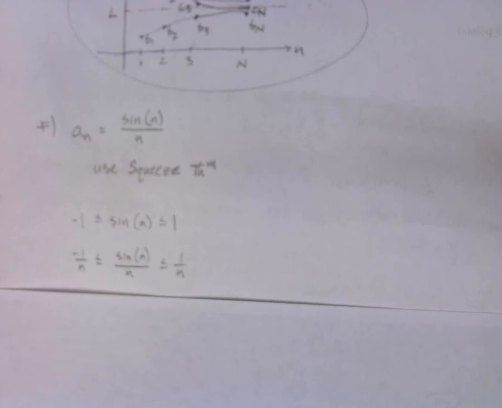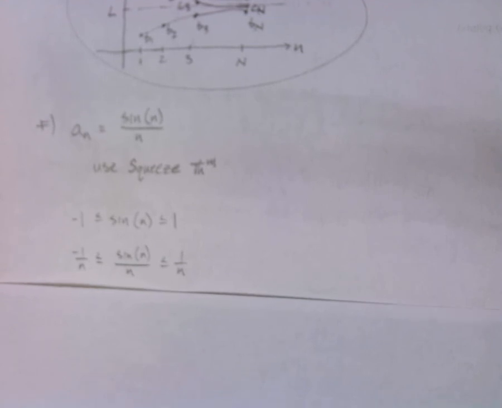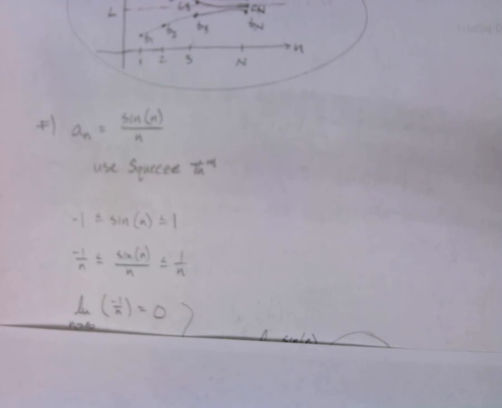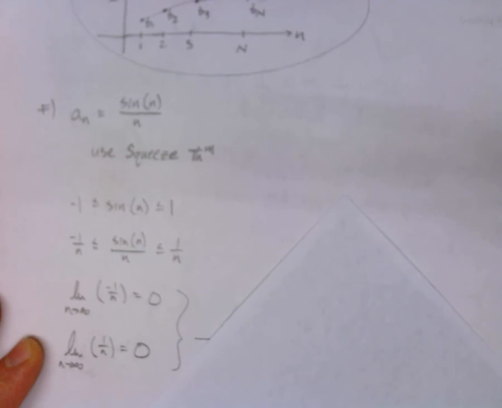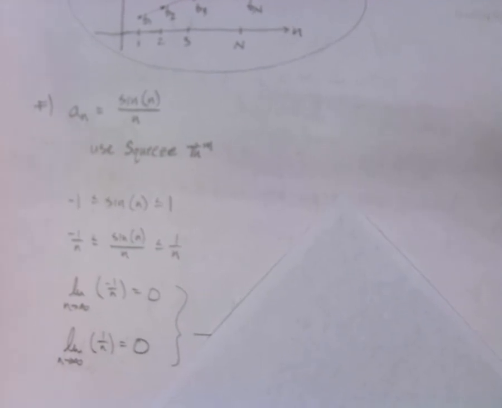Just based on the previous line, if I divide all three by n, I would get this statement. Okay, so what I'm going to do now is look at the limit on the left side and the limit on the right side as n approaches infinity.